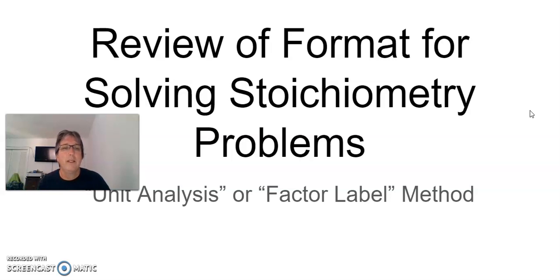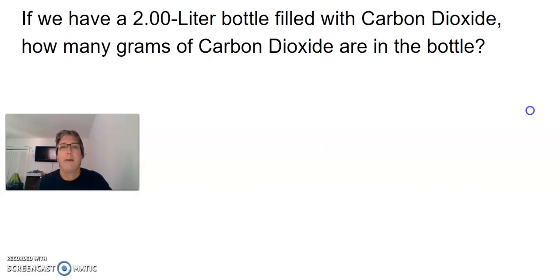So it's probably easiest if we just go through an example. We have a question here that says we've got a 2-liter bottle filled with carbon dioxide, and we want to find out how many grams of carbon dioxide are in the bottle. Well, one of the first things we have to do is to find the molar mass of carbon dioxide. So to do that, we've got to first of all figure out the correct formula, and we learned how to do that a few units ago. So we know carbon dioxide is CO2.